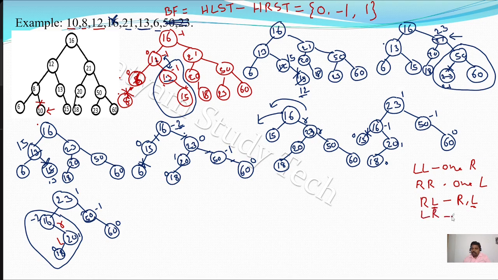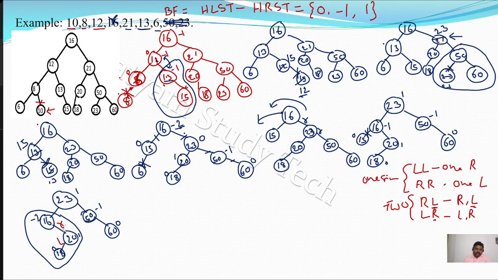In that case also you have to perform 2 rotations. LL and RR are single rotations, you have to perform one rotation. RL and LR are double rotations, you have to perform 2 rotations. Here it is 1 rotation, and here 2 rotations, that is, you can perform left rotation and then right rotation.